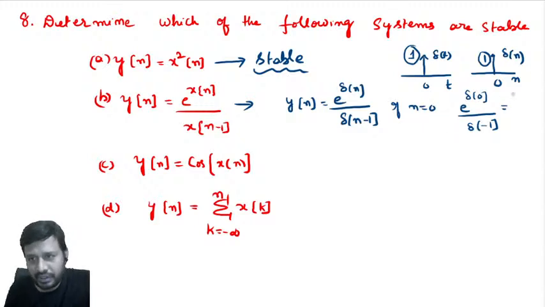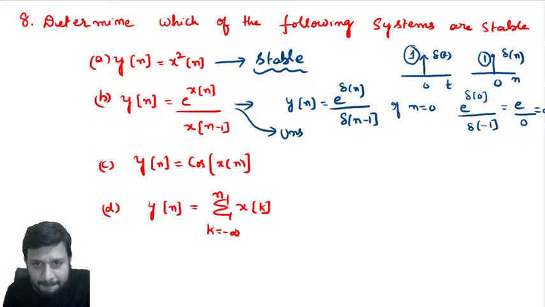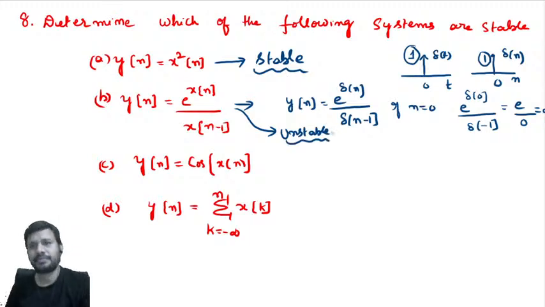Del of 0 is what? E power del of 0 is 1. So 1 by del of minus 1. But del of minus 1 is 0, which is going to be infinite. True? So this is unstable. The second one is unstable. For many values of n, this will become infinite.